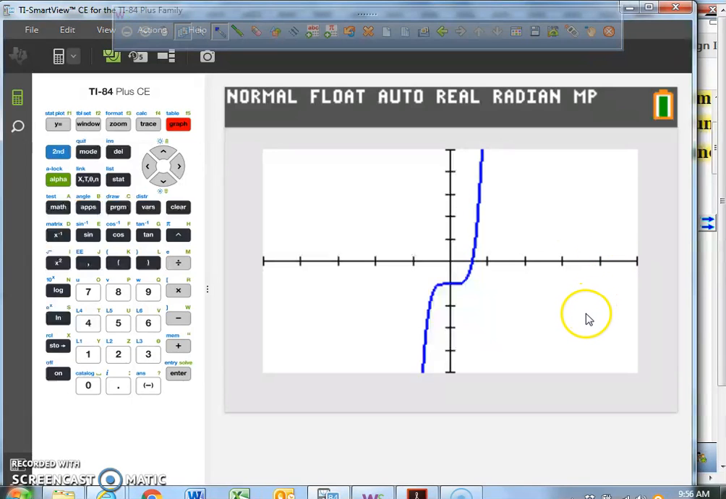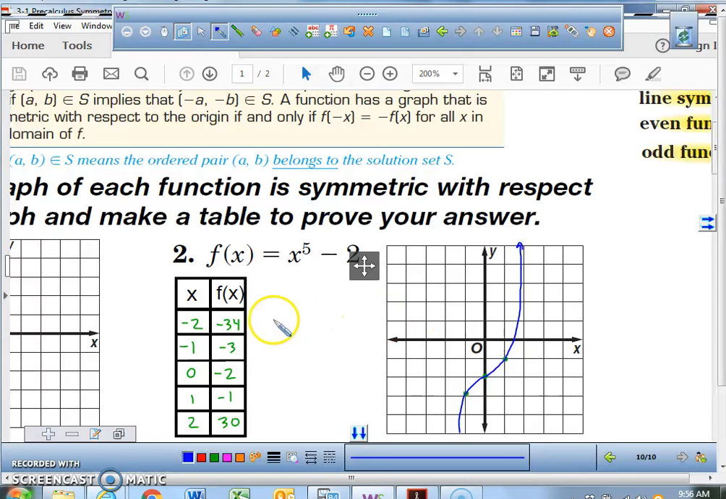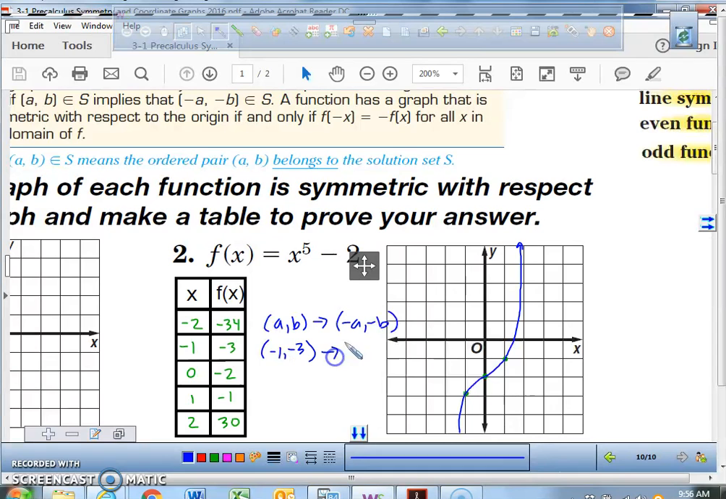Now we've plotted points, we've graphed it, now we have to check to see whether or not this is symmetrical with respect to the origin. So here's the last thing that I'm going to do. Does (a, b) become (-a, -b)? So I'm going to use right now (-1, -3). What should that become? (1, 3). Does it?